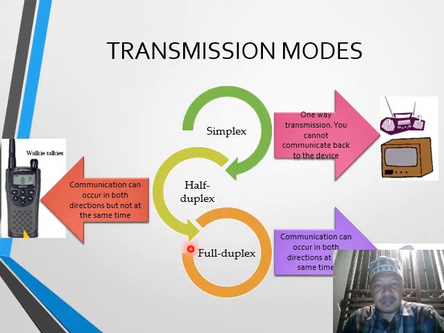The third transmission mode is full duplex. So full duplex is the common telephone. Communication can occur in both directions at the same time. Anyone can talk simultaneously, from receiver and transmitter. One can become transmitter and also become receiver at the same time. So this is known as full duplex. Full duplex is both ways at the same time, or simultaneously.